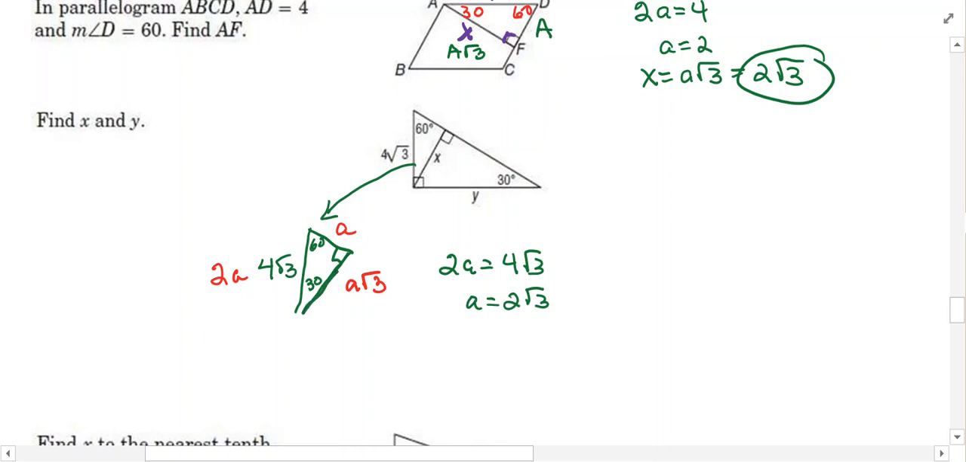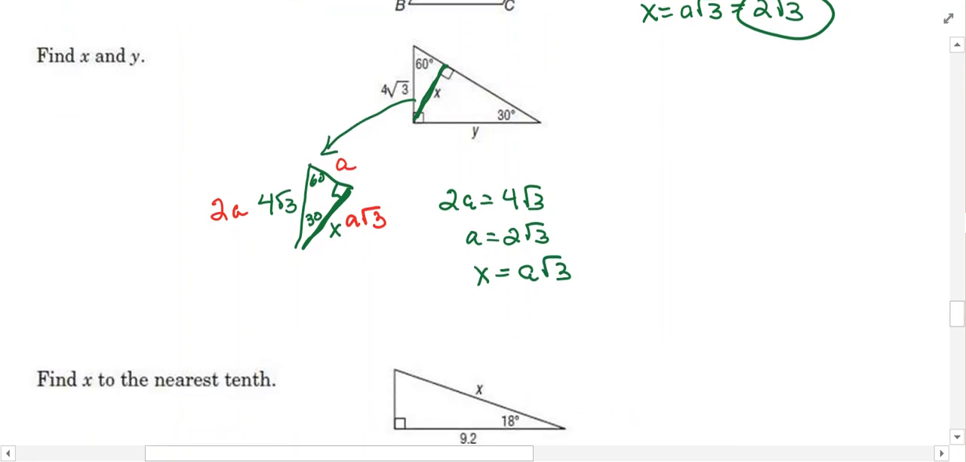I need to know this side right here, which is my X. So X equals A rad 3, but we just found out that A was equal to 2 rad 3. So X equals 2 rad 3 times rad 3, which is 2 times 3. So that is 6. So we know that X is 6.